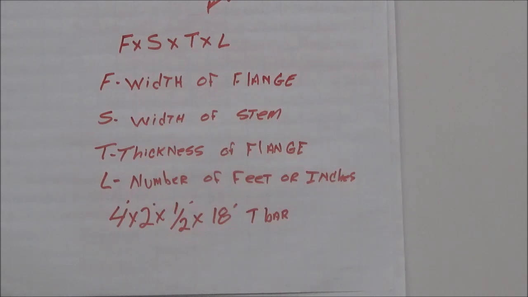And notice that at the end of it, we've got written T-bar. That's to help us, and that's to help the people we're talking to. So it's always nice to let them know at the end, you know, a 1 by 1 angle, 4 by 2 by half, 18 T-bar. Always put that in at the end if you can.